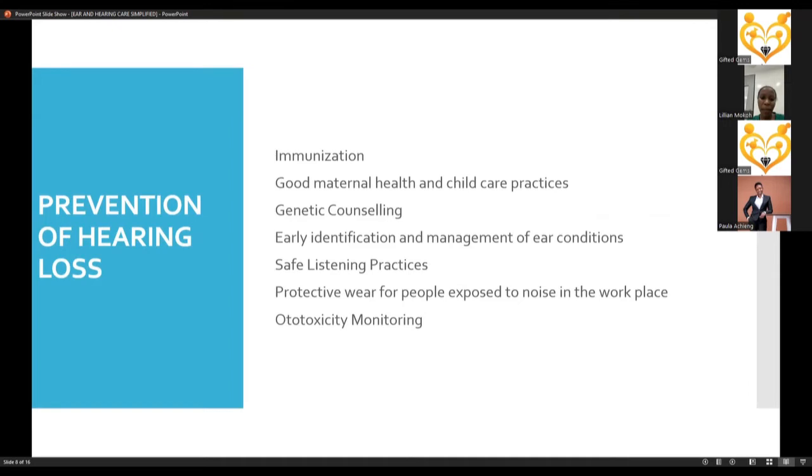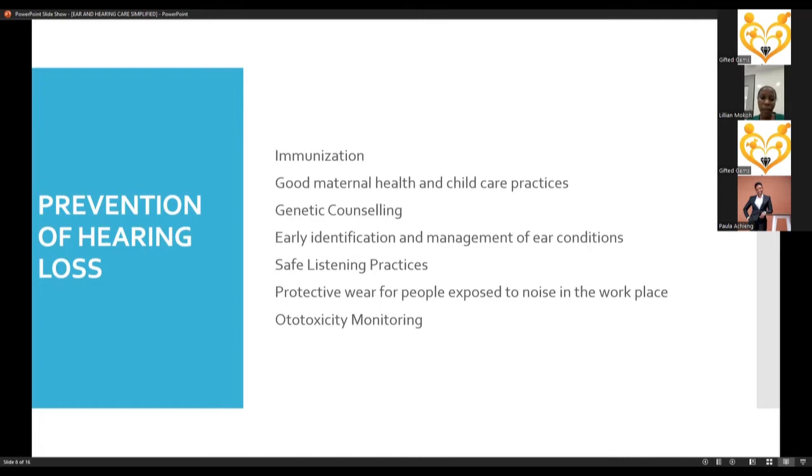First, it is immunization. So pregnant mothers should attend the ANC clinic, they should get immunized and they should get tested for any illnesses. If they attend the ANC and they are followed up well, then there are fewer chances that they can give birth to children who have a hearing loss. Once the children are born, again, they should be immunized.